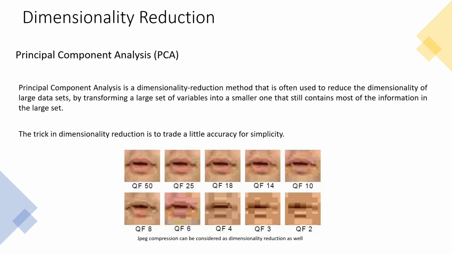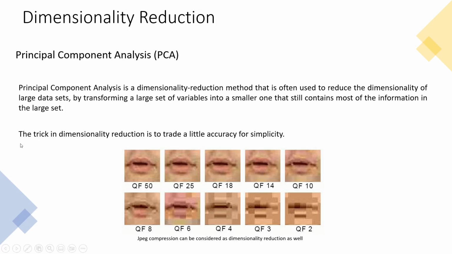So principal component analysis is a dimensionality reduction method that's often used to reduce the dimensionality of large datasets by transforming a large set of variables into a smaller one that still contains most of the information in the large set. Okay. The trick in dimensionality reduction is to trade a little accuracy for simplicity.